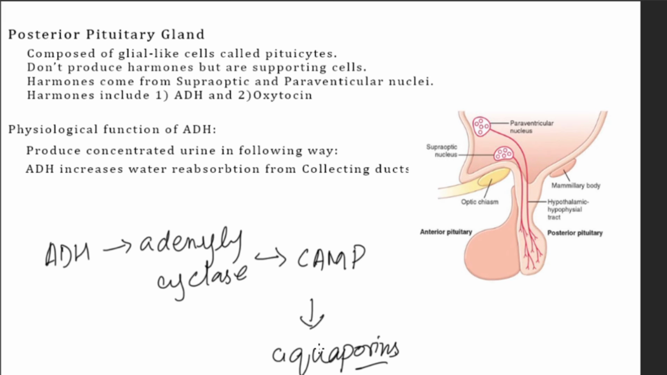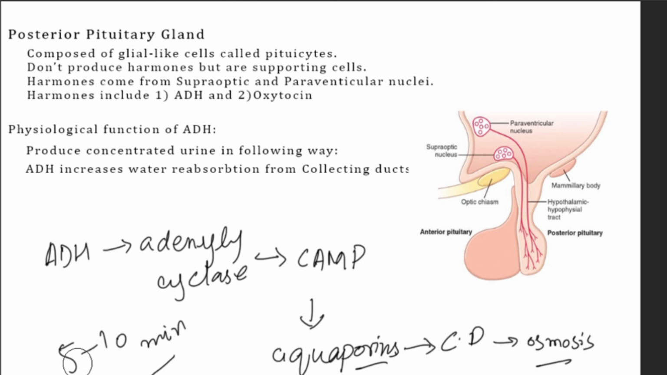These aquaporins are basically water-permeable proteins. They allow most of the water to be reabsorbed into the tubular cells and the interstitium, from where the water will be transported to the collecting ducts via osmosis. In the presence of ADH, this whole process takes place in about 5 to 10 minutes. And in the absence of ADH, this whole process will be reversed in 5 to 10 minutes. In this way, ADH will increase the water reabsorption from the kidney's epithelium.